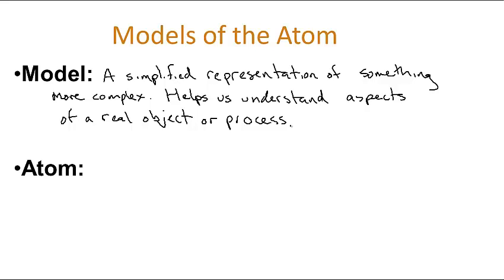And we use modeling a lot in the scientific world to help us understand things that are really complicated. So, an example would be the solar system model that you see, where you have like the 8 planets around the sun. That's helping us understand something much more complex. It's not completely accurate, but it gives us a basic understanding. And we're going to see with atoms that was the case too.